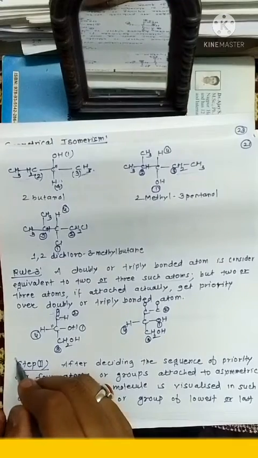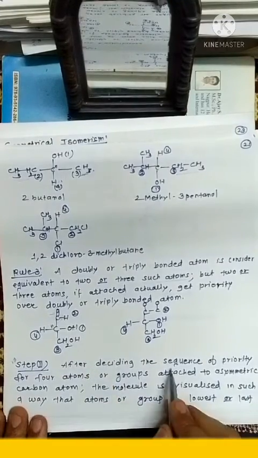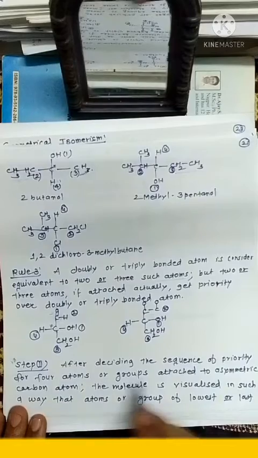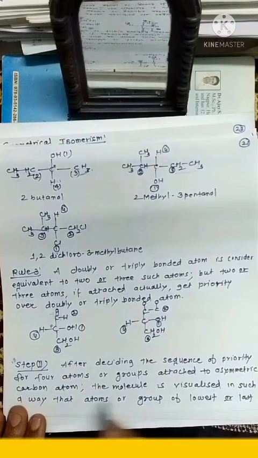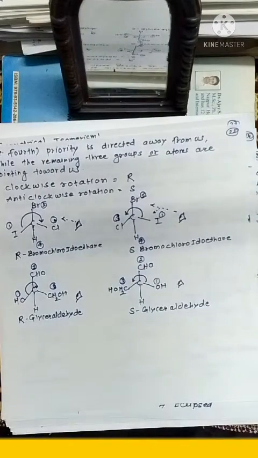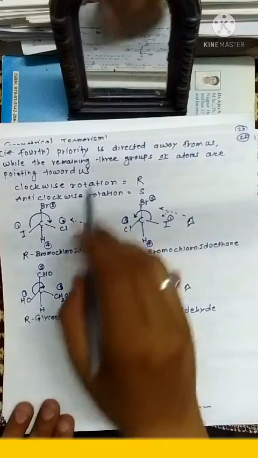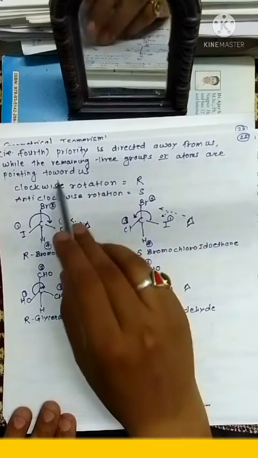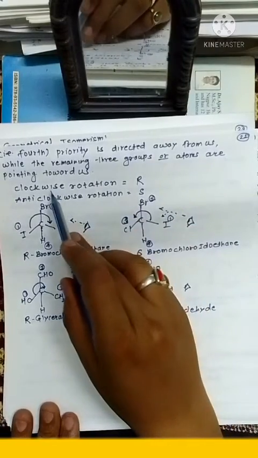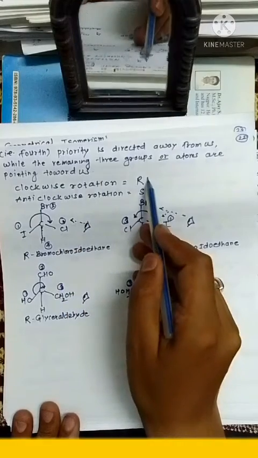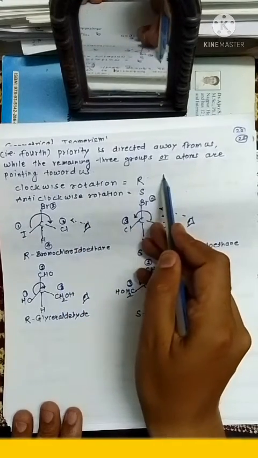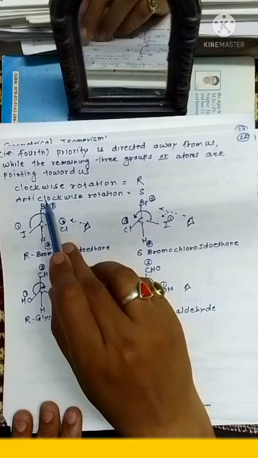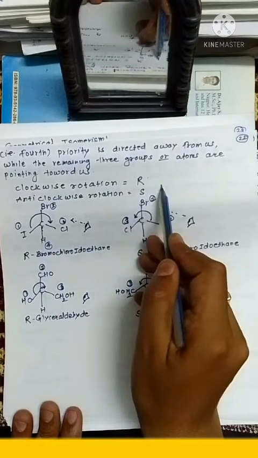Now in the second step, what do we have to do? After deciding the sequence of priority of the 4 atoms or groups attached to the asymmetric carbon atom, the molecule is visualized in such a way that the atom or group of lowest priority is directly away from us, while the remaining 3 groups or atoms are pointing towards us. If we get clockwise rotation, it is known as the R form of the compound. If we get anti-clockwise rotation, then it is known as the S form of the compound.